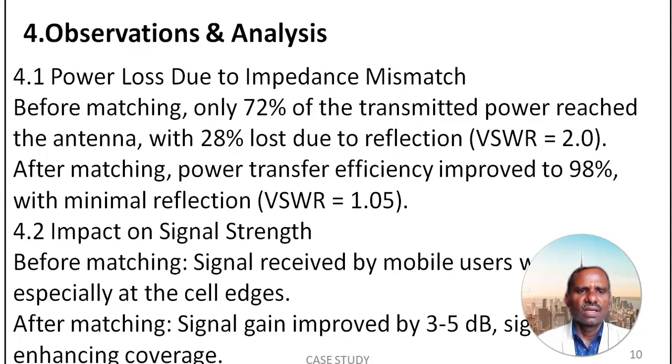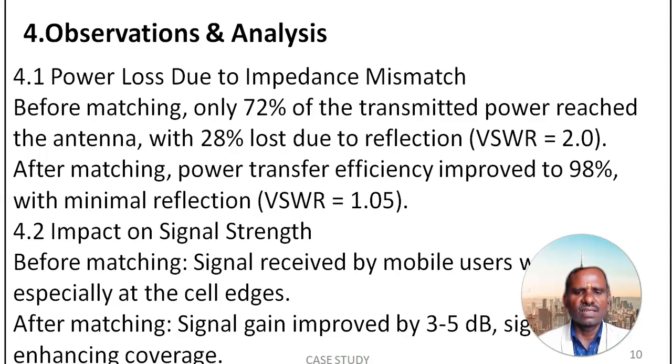Observation and analysis: power loss due to impedance mismatch. Before matching, only 72% of the transmitted power reached the antenna, with a 28% loss due to reflections. The reflection is because of a VSWR of approximately 2.0. After matching, the power transfer efficiency improved to 98% with minimum reflection, having a voltage standing wave ratio of approximately 1.05.